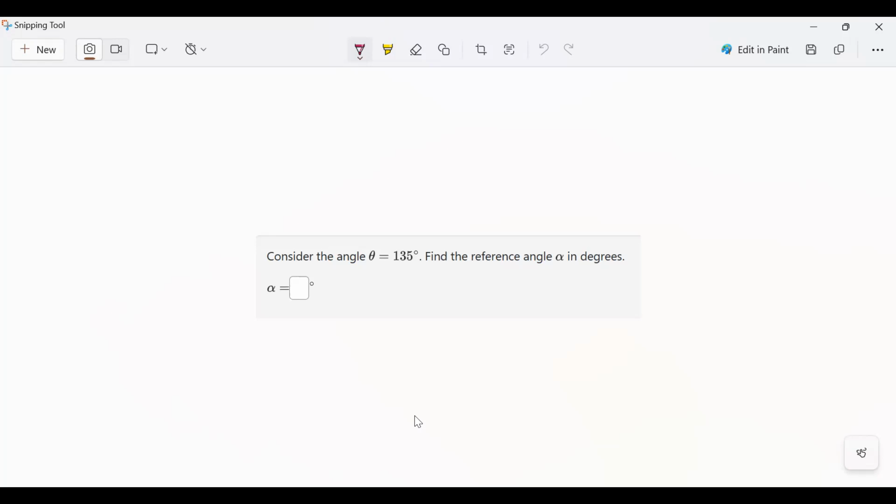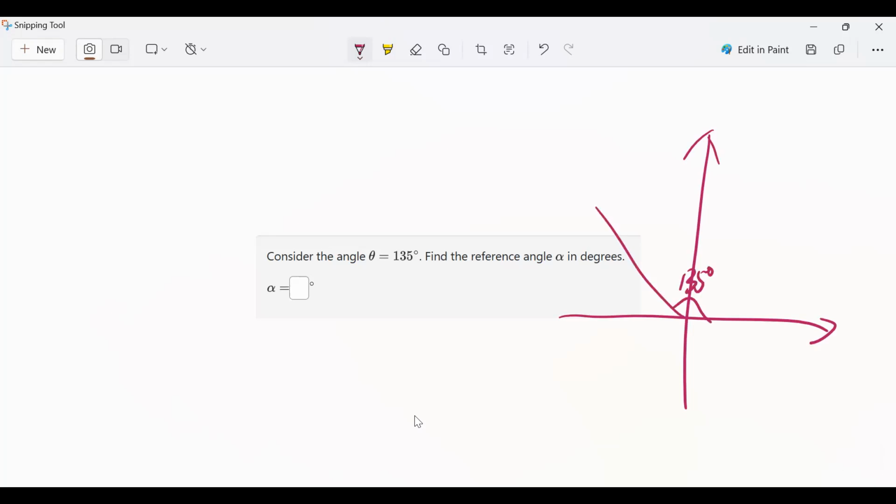Okay, so let's go over the solution. So here 135 degrees will be this, right? This is 135 degrees. And the reference angle will be this angle here. We use the symbol alpha.